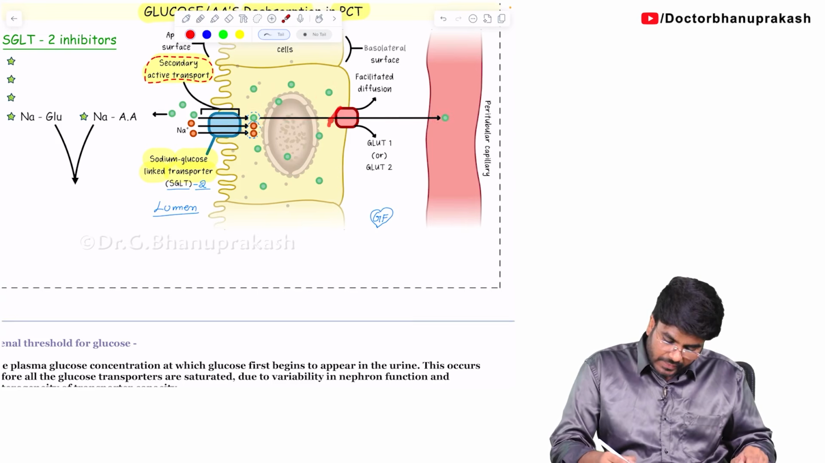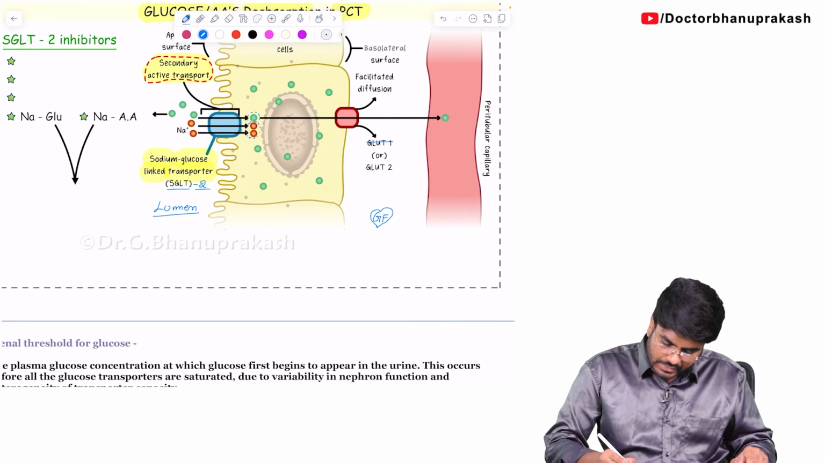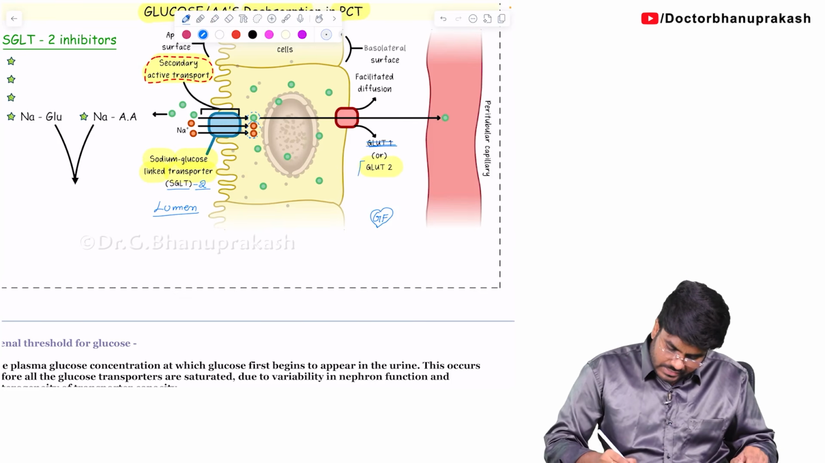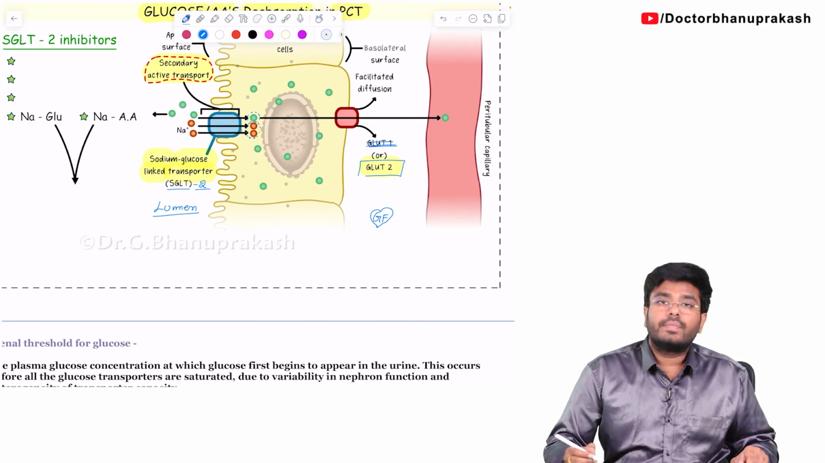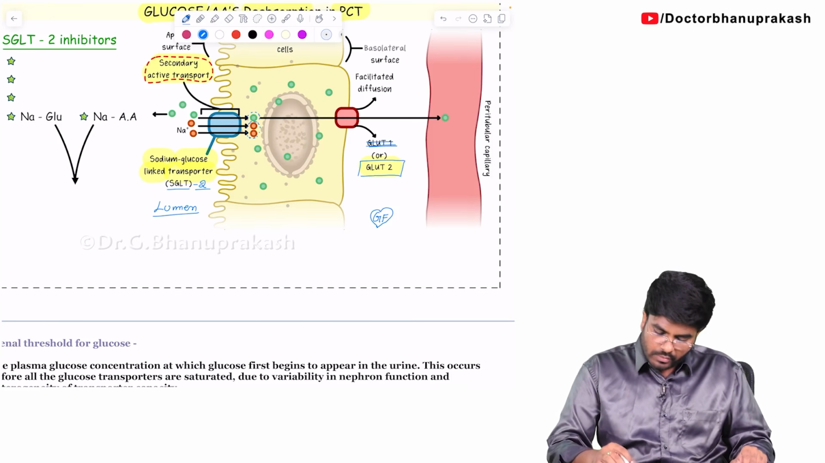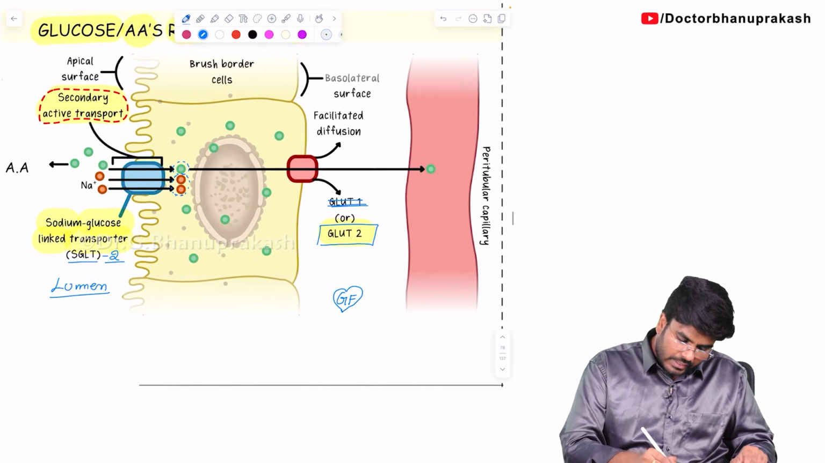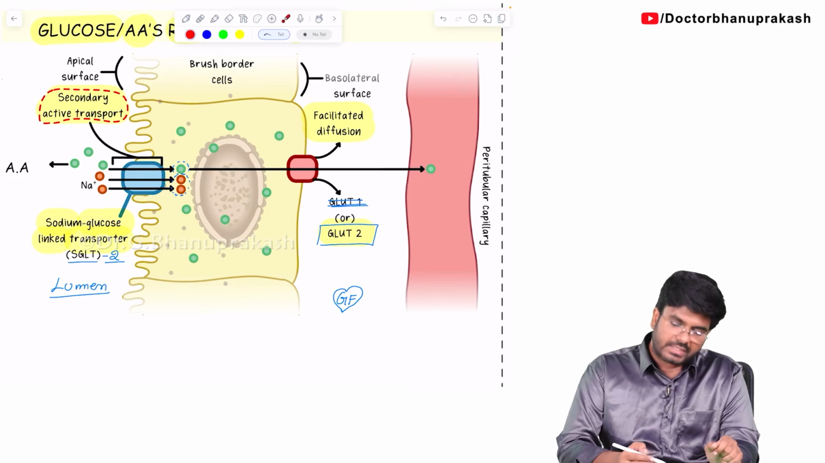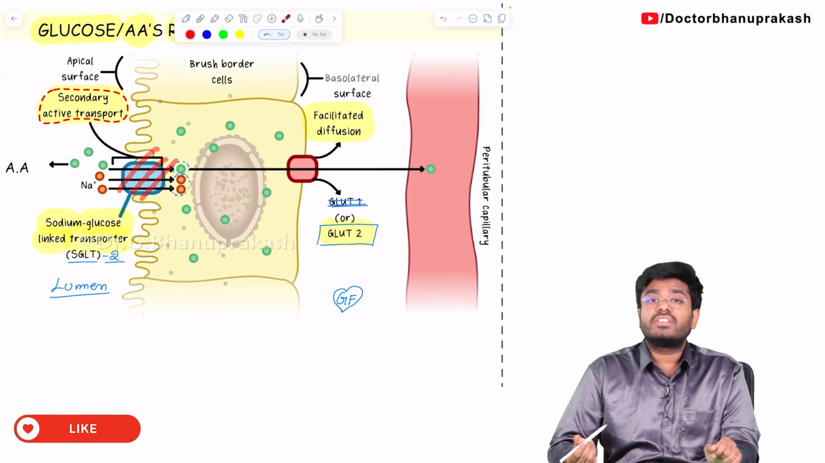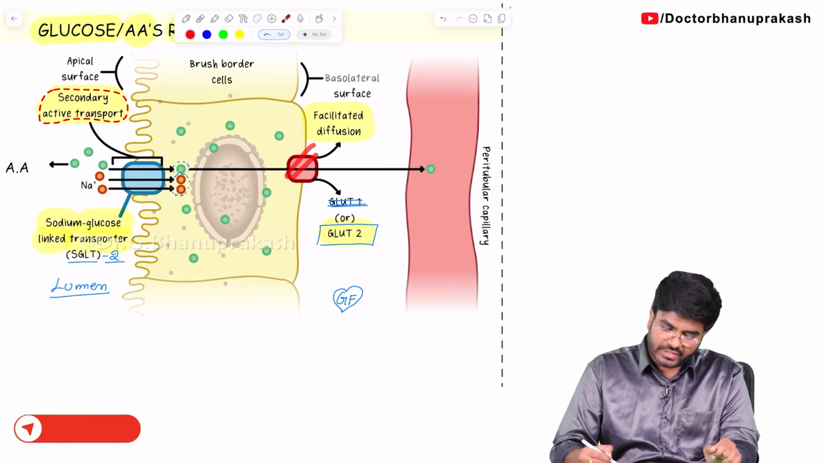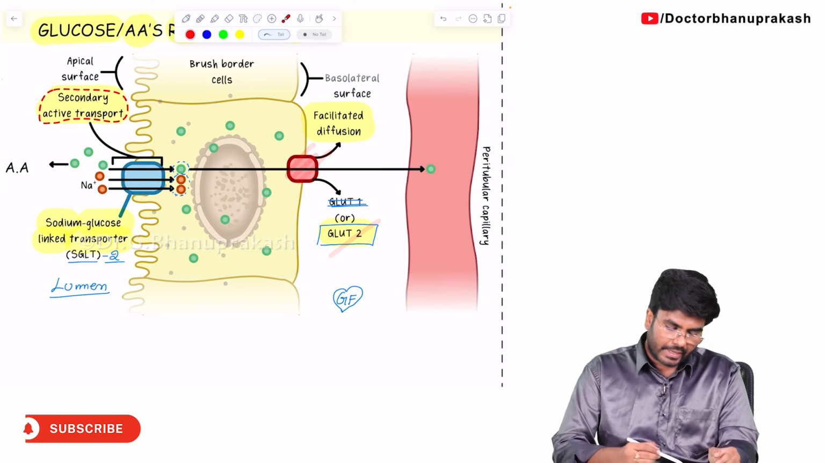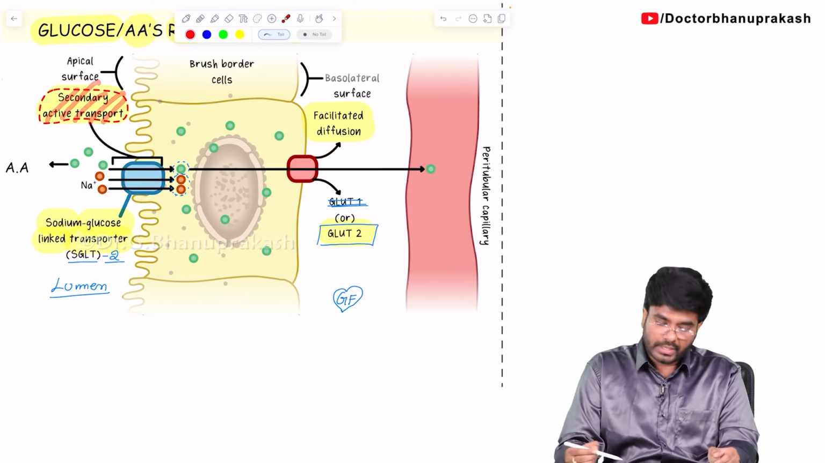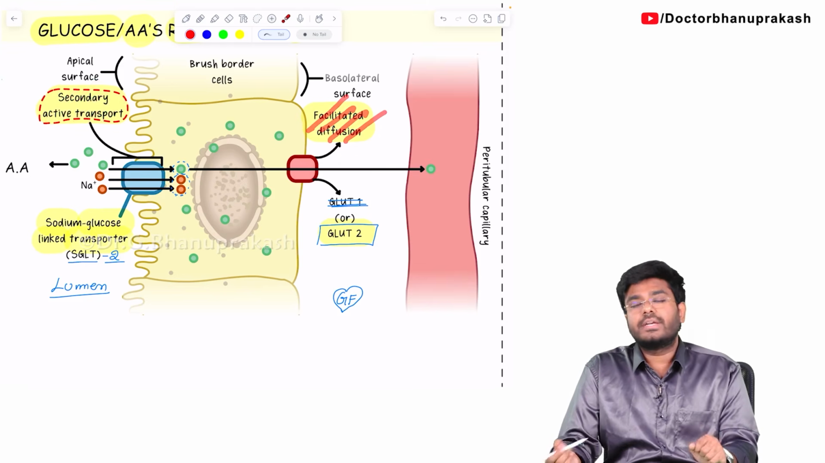For that, there is a different transporter. The name of this transporter is GLUT2. With the help of this GLUT2, the glucose is going into the blood. So wherever you see the word GLUT, all GLUTs are examples of what? Facilitated diffusion. Now from this, can I say that entry into the cell with the help of SGLT2 is an example of secondary active transport, and exit out of the cell with the help of GLUT2 is an example of facilitated diffusion?